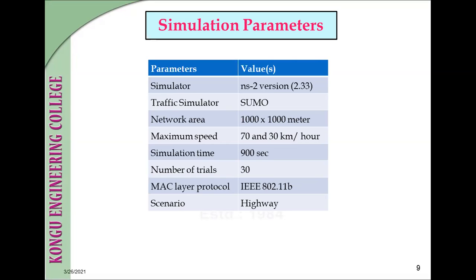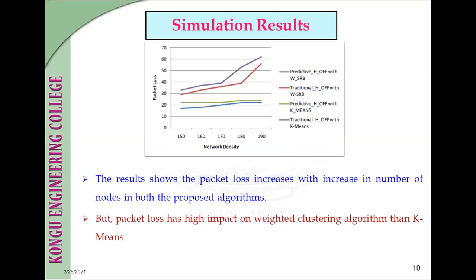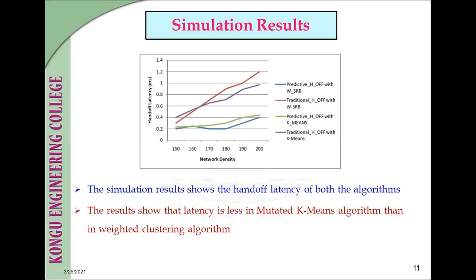The network simulator is NS2, and I have used the traffic simulator, which is nothing but the SUMO simulator. And here are the results. Because I have used, as I said, the weighted clustering algorithm and the k-means algorithm, it is observed that the weighted clustering algorithm and k-means algorithm are producing as much efficiency as possible. And in case of latency compared to the rest of the algorithms, the predicted handoff will work with better performance in case of k-means.